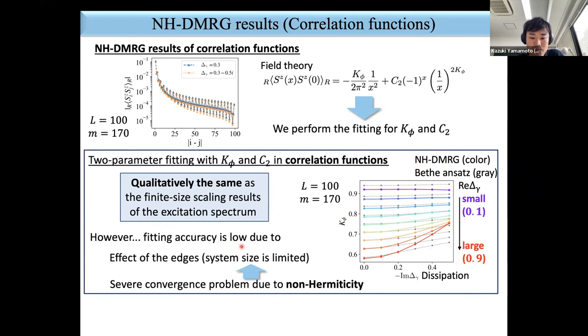This is mainly due to the effect of the edges, because the system size is limited and we have to use open boundary conditions to ensure sufficient convergence. Because the system has severe convergence problems due to non-Hermiticity, we cannot perform the non-Hermitian DMRG for very large system sizes, but if the algorithm is improved, we can make better calculations. And I think those results fit well with the exact results. All in all, non-Hermitian DMRG agrees well with the analytical results.